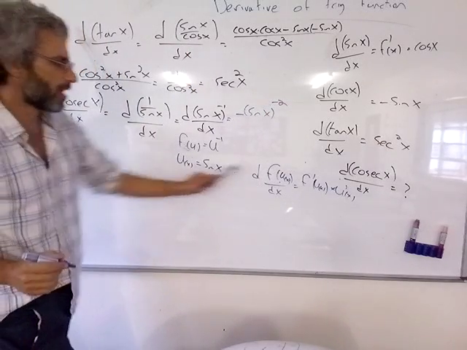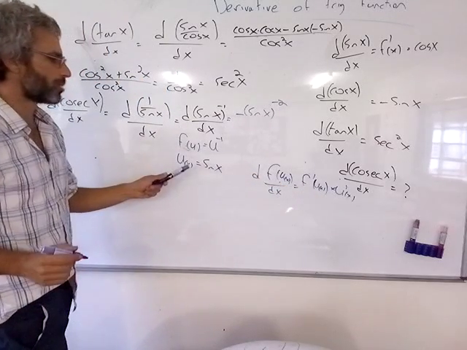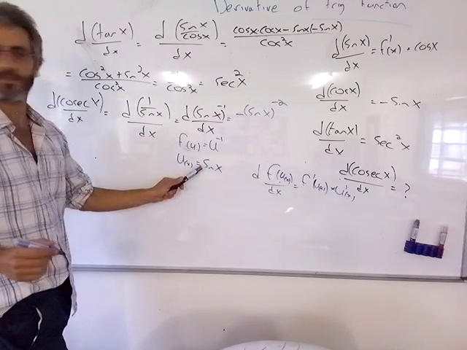And then I need to calculate u prime x. What is u prime x? U is sine x. So what's the derivative of sine? Cos.